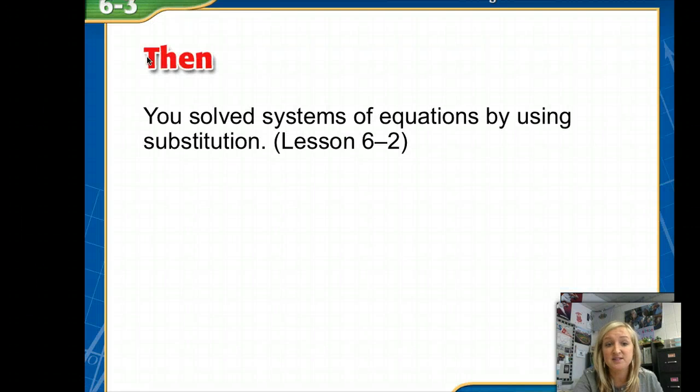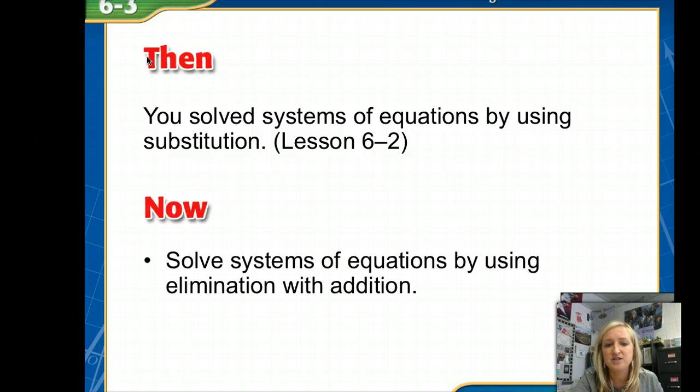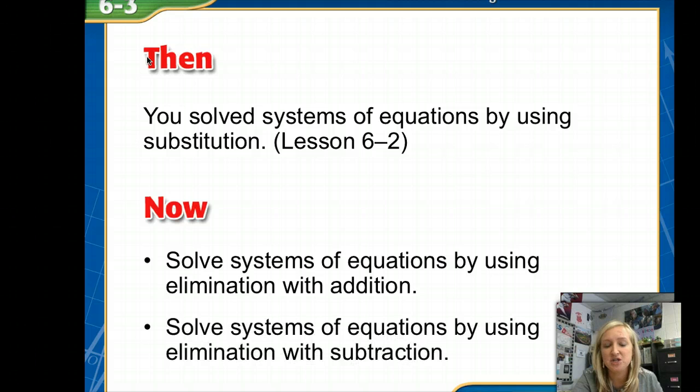The previous objective was to solve systems of equations by using substitution, and today we are going to solve systems of equations using elimination with addition and subtraction. Again, the whole point of chapter 6 is to talk about two lines that intersect. If they intersect, we're trying to find that point on the graph of where they intersect. If it's infinite solutions, that means it's the exact same line. And if it's no solution, that means they will never intersect and they are parallel lines.